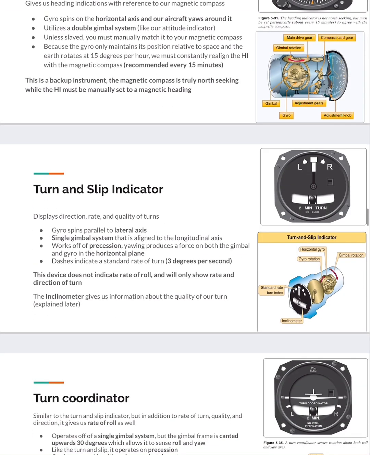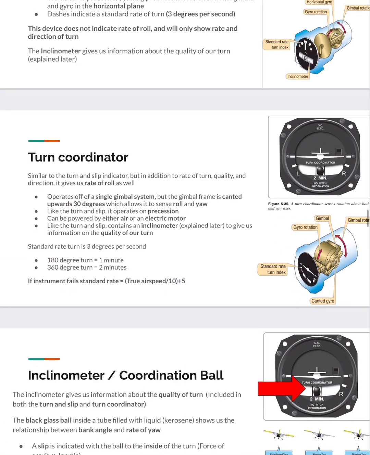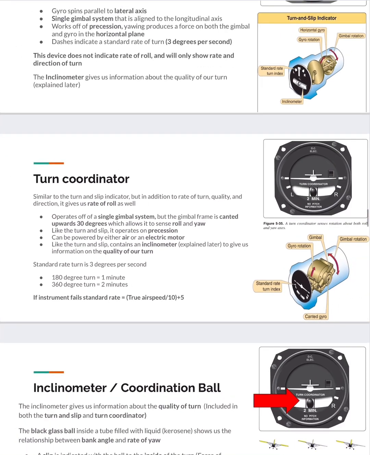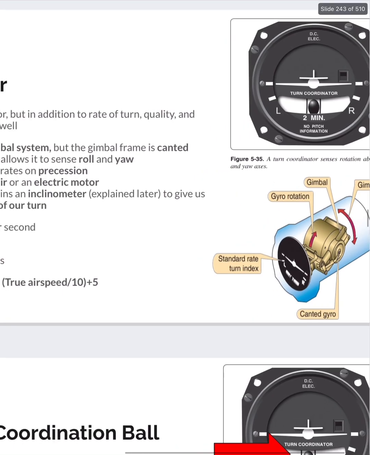Then we have the turn and slip indicator. This is going to be the old version of the turn coordinator. We'll just talk about the turn coordinator today. This is going to be the only gyroscopic instrument that is powered off of electricity. So we spin this gyro via electricity in the horizontal axis here.